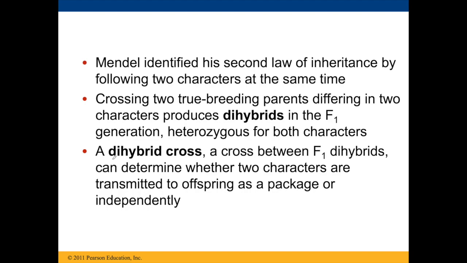For example, let's say you have a pea plant that has yellow peas, and those yellow peas are round. The other pea plant has green peas, and those green peas are wrinkled. So this is two different genes at the same time. One gene controls pea color, yellow versus green. The other gene controls pea shape, round versus wrinkled. Okay, so that's a dihybrid cross.